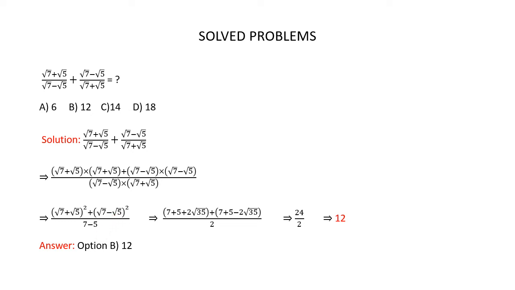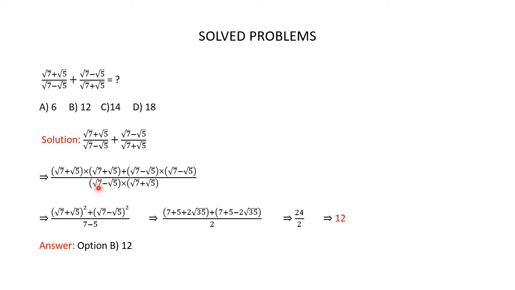How did you get this 7 minus 5? Look at the LCM. Root 7 minus root 5 multiplied by root 7 plus root 5 is similar to a minus b multiplied by a plus b, which is a squared minus b squared.